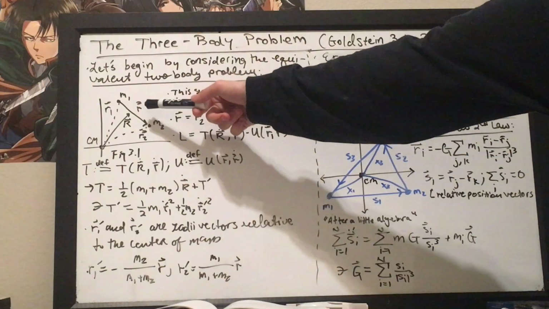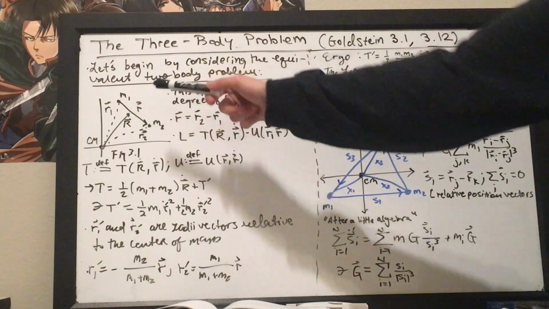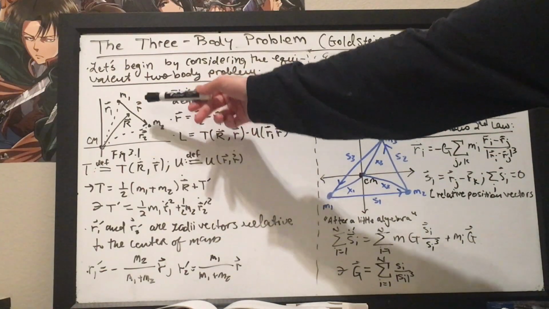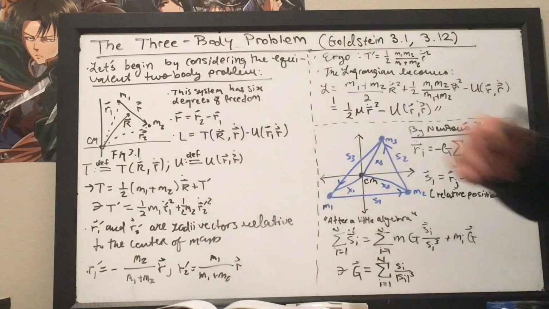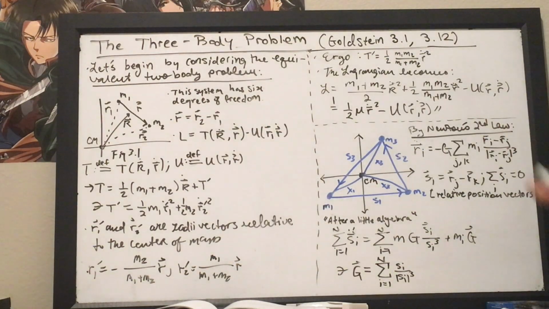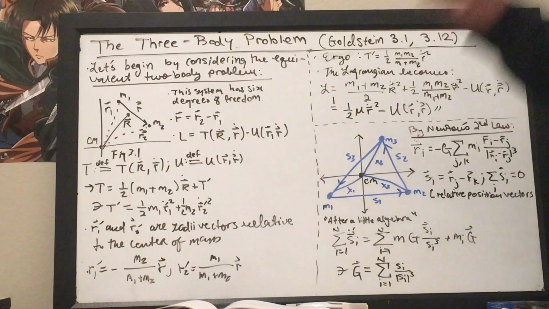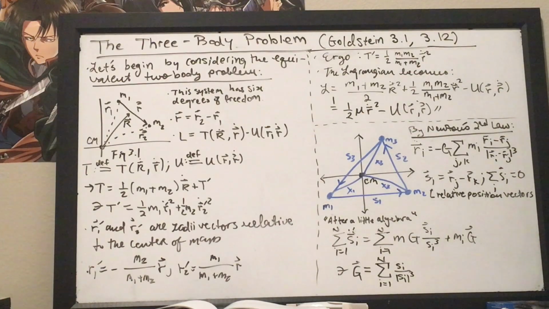The center of our difference vector r is designated with this big R vector, which stretches from the center of mass of our system to the center of our little r vector, right?